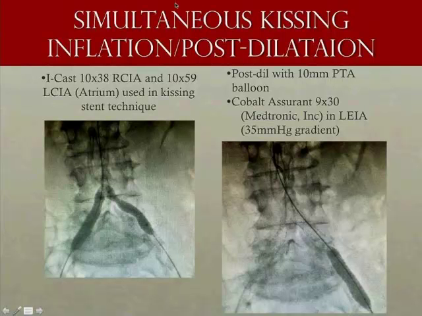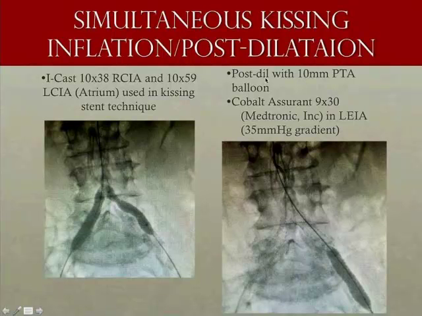I felt I had created enough of a channel in both arteries to pass a stent. And so we then proceeded with simultaneous kissing stent inflation with an iCAST 10x38 in the right common iliac artery, since it was a shorter lesion, and a 10x59 iCAST balloon-expandable covered stent in the left common iliac artery, again using the kissing stent technique. And clearly, as you can see, there's a significant waist in the stent balloon in the left common iliac artery, both in the proximal portion of the artery, as well as in the mid to distal portion.